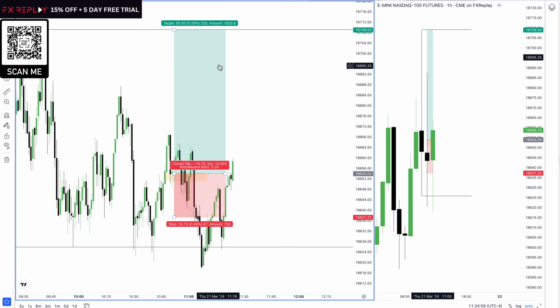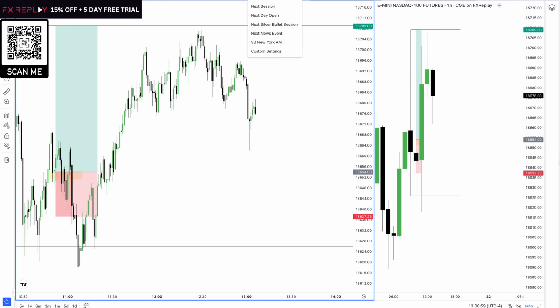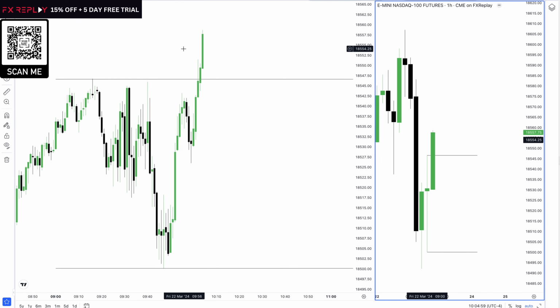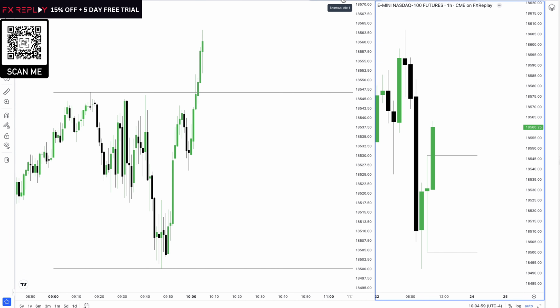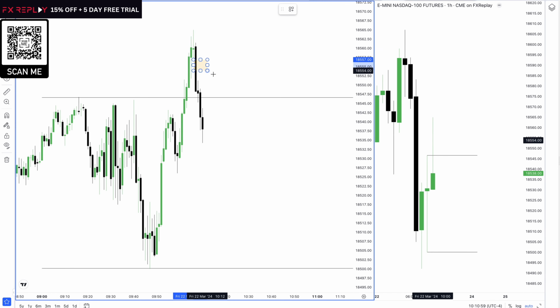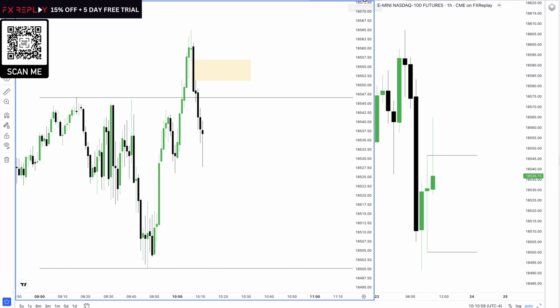And price comes back and takes our stop loss. So the high got taken here. I'm waiting for displacement lower, leaving a value gap. This is nice displacement. Right here, let's see what price does.